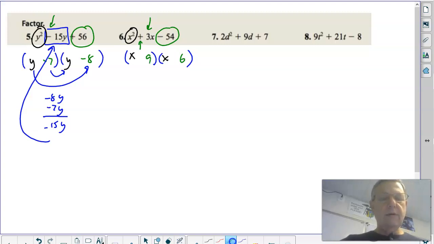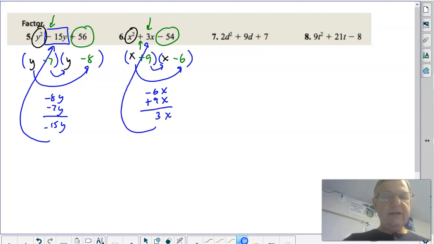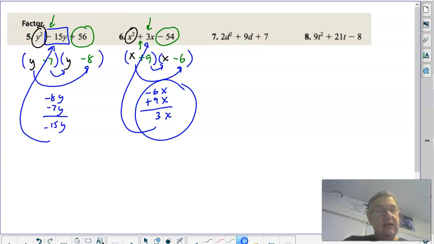Now notice it's a positive 3. If I have that as a positive and that as a negative, look what happens. My outers are negative 6x and my inners are positive 9x for that positive 3x in the middle. Now, when I looked at your homework, I saw some of you weren't doing these checks. This is the key to everything, because there's a lot of numbers that multiply to negative 54, but only this combination works. And remember, you can switch the parentheses. You can have the x minus 6 in the front and the x plus 9 in the back.